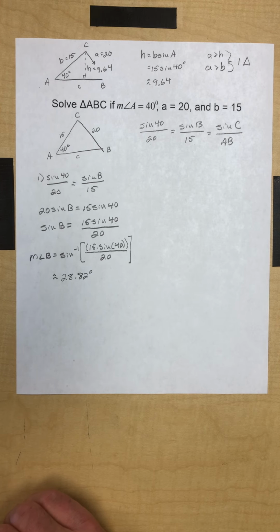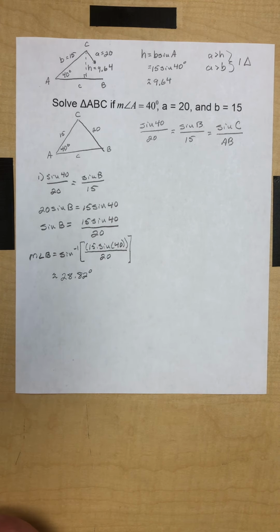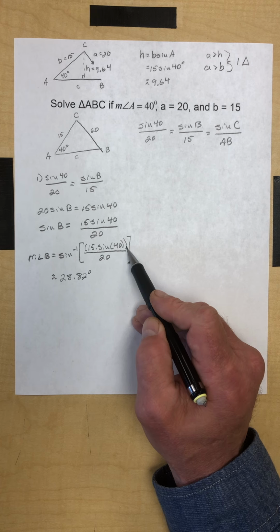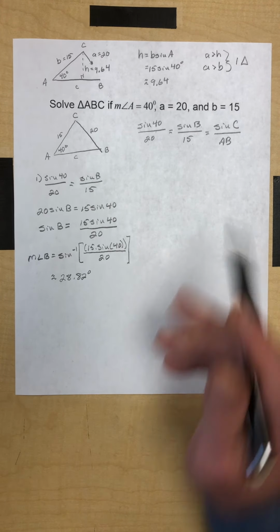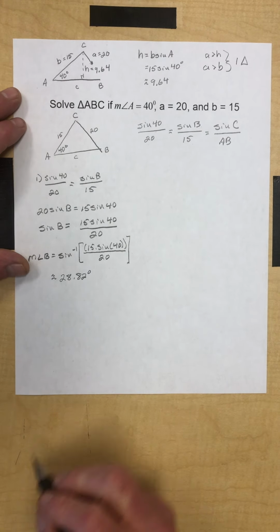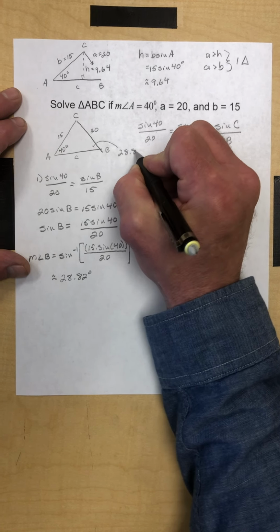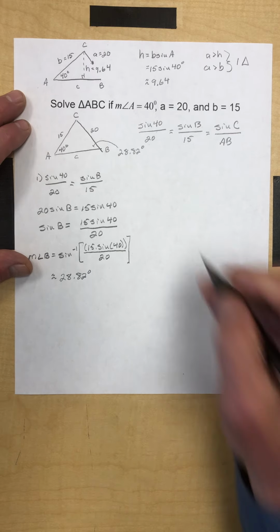Second sine inverse, so that first grouping symbol is this one, so I need a second grouping symbol. 15 times the sine of 40, and I need a grouping symbol right here for the 40, and another grouping symbol for the numerator, and then divided by 20, and a second parenthesis. Hit enter, and again it's coming out to 28.82, so I should feel good about that. So this angle is 28.82 degrees.